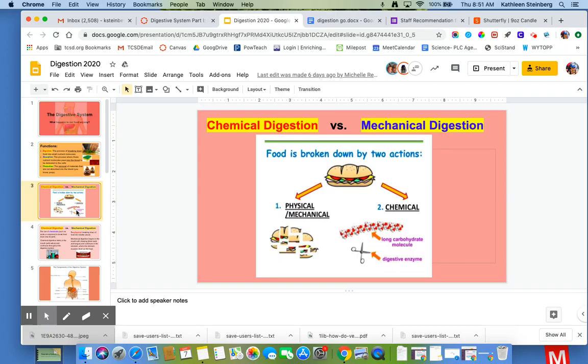So there are 2 types of digestion. There's chemical and physical. Okay, so chemical, physical, or mechanical are the same thing. So chemical digestion is when you break something down into its pieces and you create something new. So for example, if you take a sub and you break it down chemically, you're going to break it down into the carbohydrates and the fats and the proteins that it's made of. Okay, but it's no longer a sandwich. Physical breakdown, it's still a sandwich, it's just in smaller pieces when you cut it up.